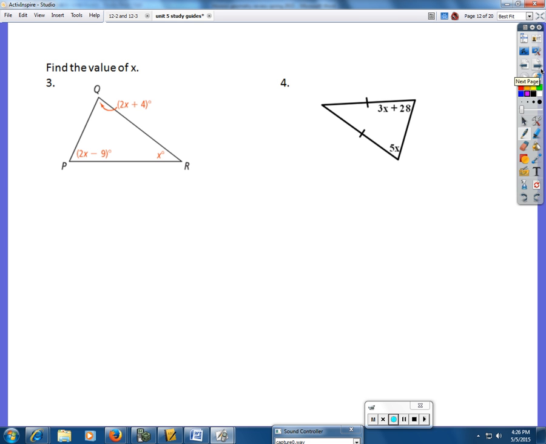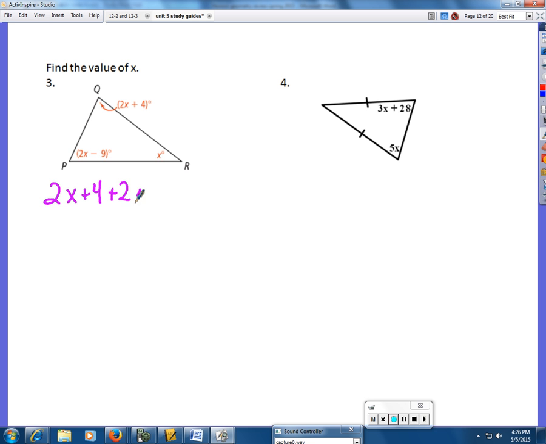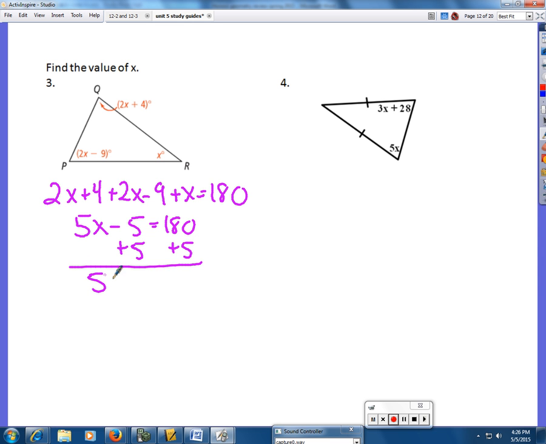Number 3. Find the value of x. Well, I'm using the interior angle sum theorem, which says that the three angles add up to 180. So 2x plus 4 plus 2x minus 9 plus x equals 180. Combine like terms, I have 5x plus 4 minus 9 minus 5 equals 180. Add 5 to both sides. 5x equals 185. And for number 3, when I divide by 5, I get x equals 37.